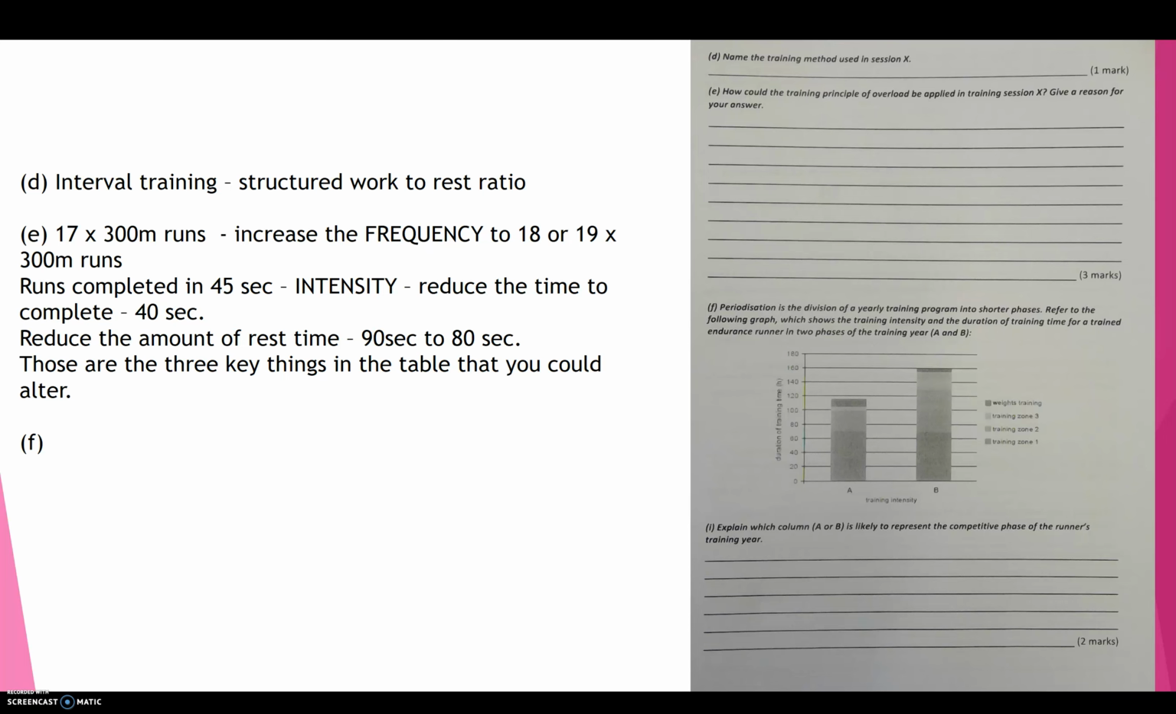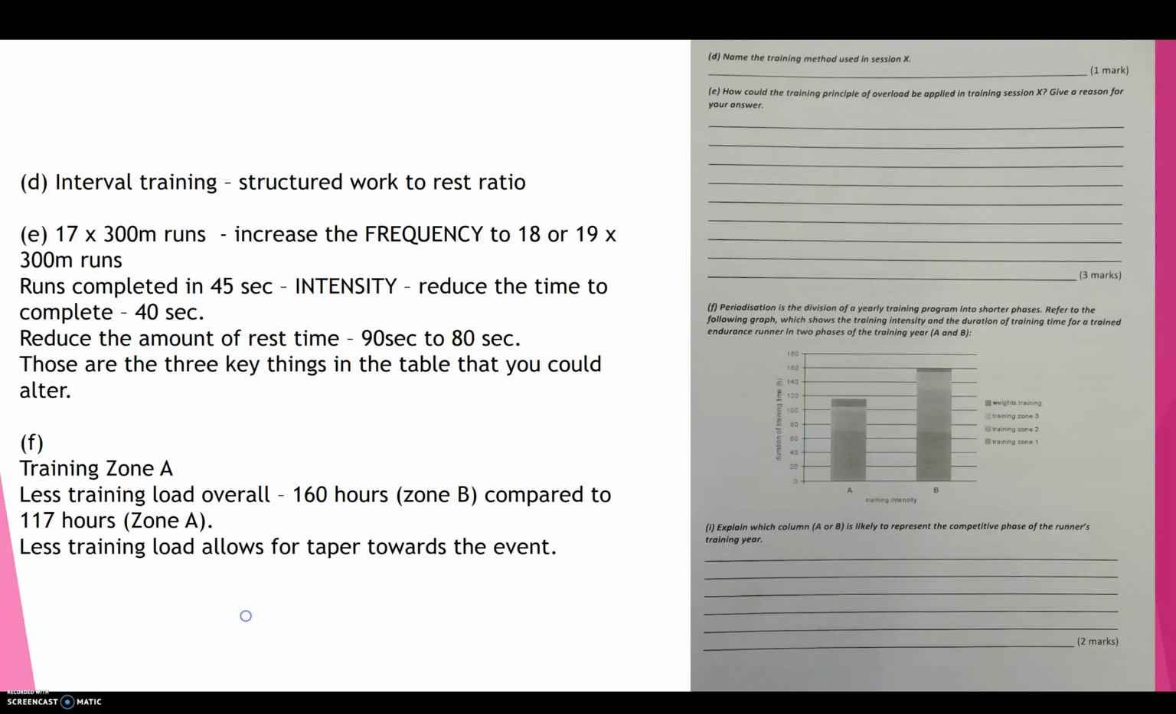All right, periodization is the division of the yearly training program into shorter phases. Refer to the following graph, which shows the training intensity and duration, training time for a training endurance runner in 2 phases of the training year. Explain which column, A or B, is likely to represent the competitive phase of the runner's training year. So I said training zone A, less training load overall. So B compared to 160 compared to 117 hours. Now, if you'd taken that information off, either way I would have given you at least a mark.